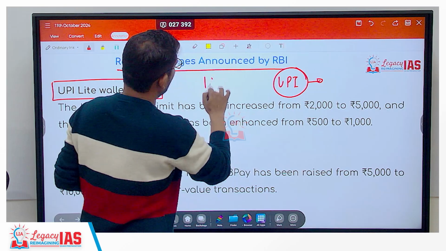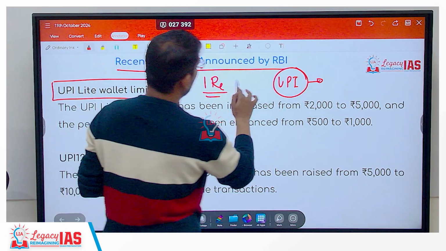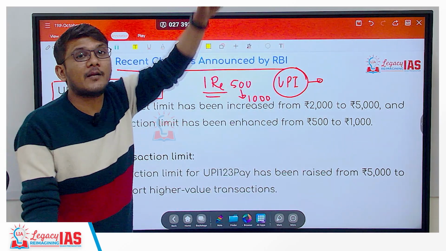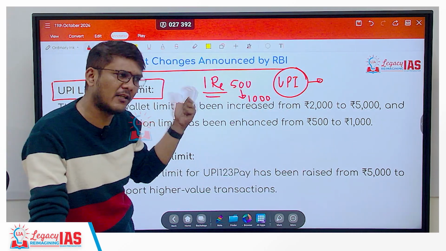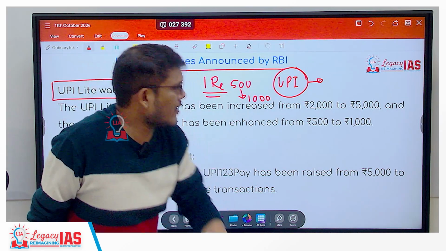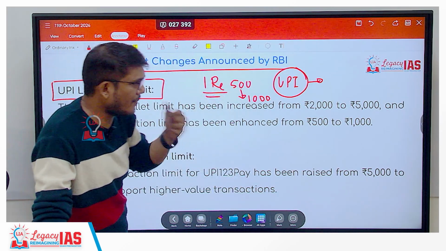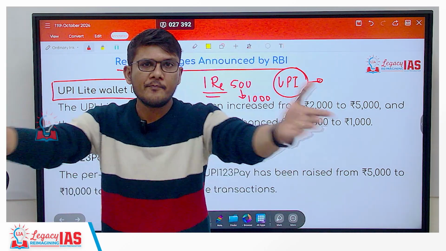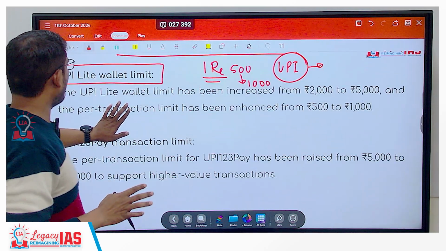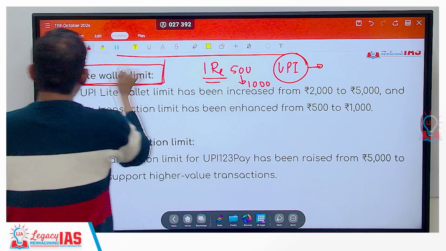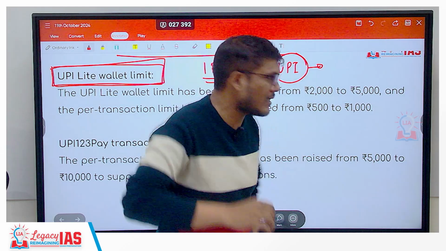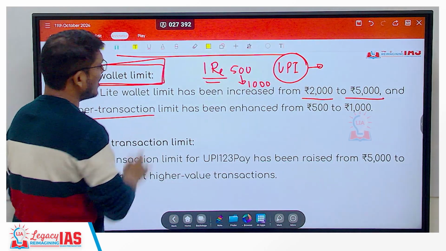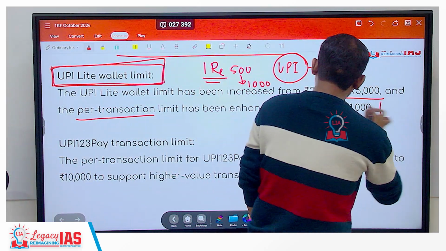You can still transfer 1 rupee as well. But if the upper limit was 500, you are increasing that to 1000 now. You are increasing the upper limit, not the lower limit. The lower limit remains the same. Okay, so the financial inclusion element will still be there, but at the same time, these people who are using UPI Lite and 123 will be allowed to transact a bigger amount. That is what it is all about. So with respect to the UPI wallet limit, it has been increased from 2000 to 5000, and the per transaction limit has been enhanced from 500 to 1000.